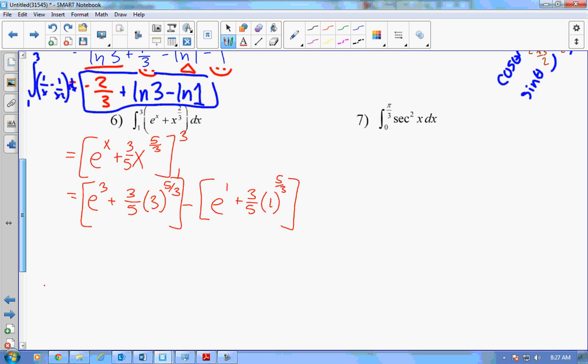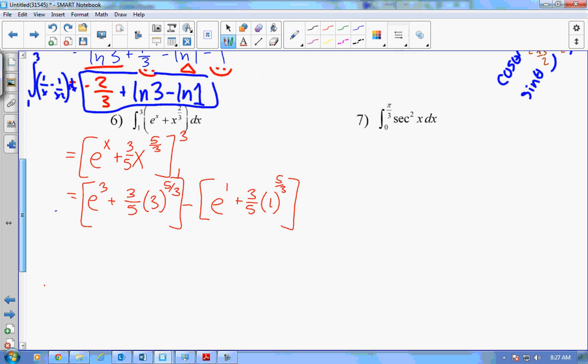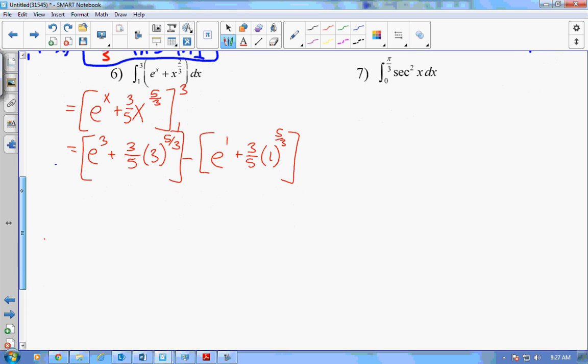Yes. Now, if this is a non-calculator one, you have to know a little bit about exponents and manipulation. E cubed plus 3/5. I'm trying to get like terms here. Okay? What does 3 to the 5/3 mean?